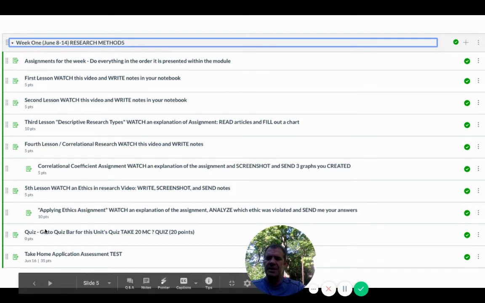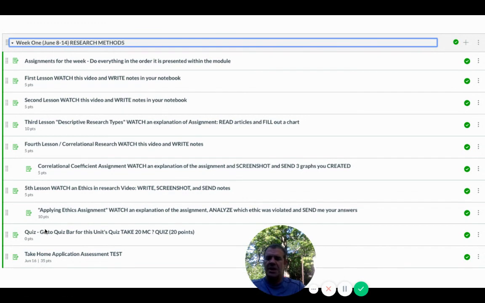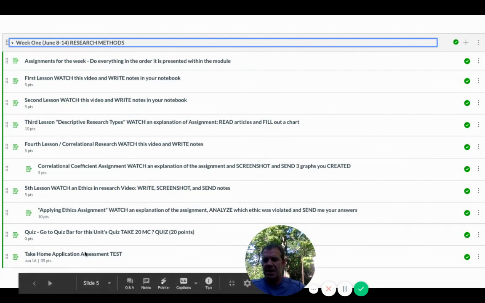Then you have a 20-question multiple choice test or quiz. I use those terms interchangeably, so assessment maybe is a better term. And then finally, a take-home application assessment that is worth 35 points. So if you add these up, they'll add up to 100, and that is Unit 1.